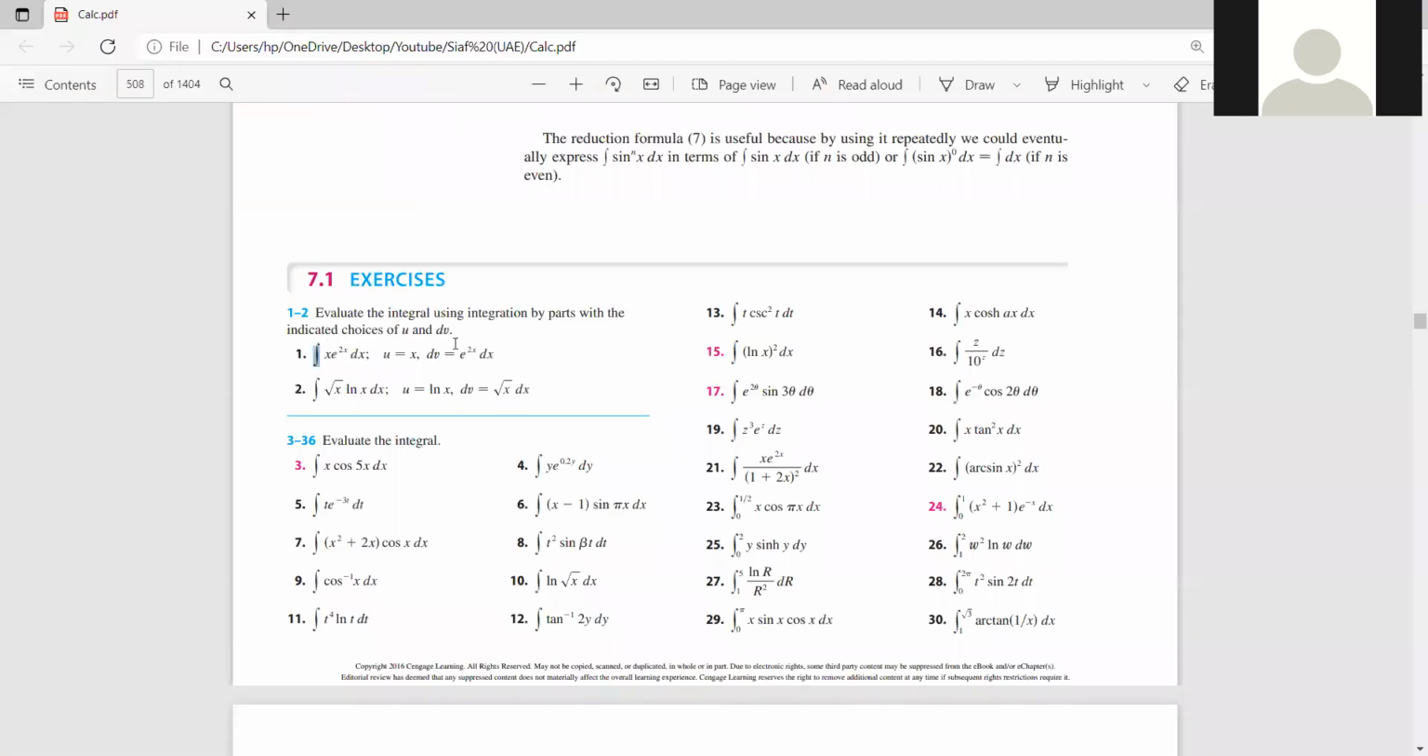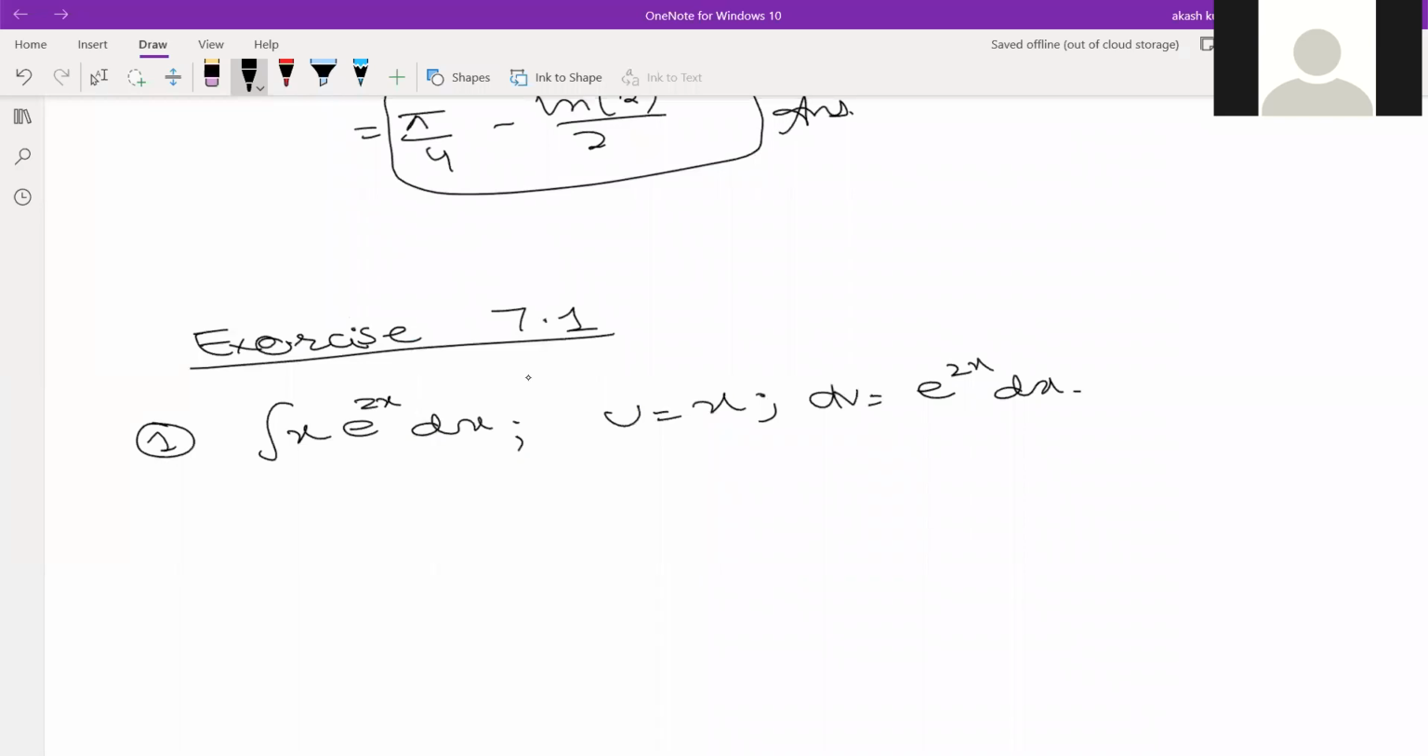This was the question that was given to us, and they have mentioned that we have to apply the integration by parts. So x e raised to the power 2x dx will be equals to... du will be 1 dx. Is it clear? Okay. And now we have to find out the integral of e raised to the power 2x dx.